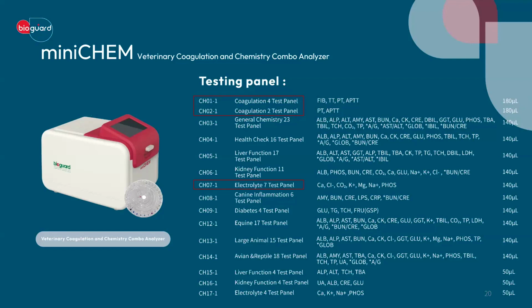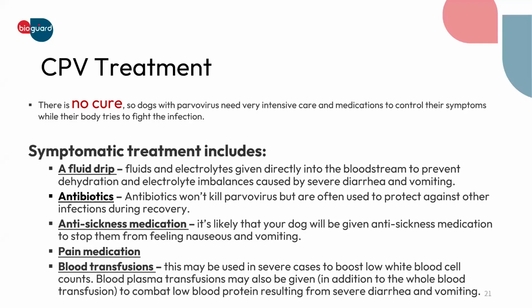So this is all about the diagnostics, and I think we are doing very well in working on the correct diagnosis of these very common pathogenic diseases prevalent in our environment, especially for dogs and cats. When it comes to treatment, of course, once parvovirus is correctly diagnosed, mostly the treatment is given according to the symptoms.